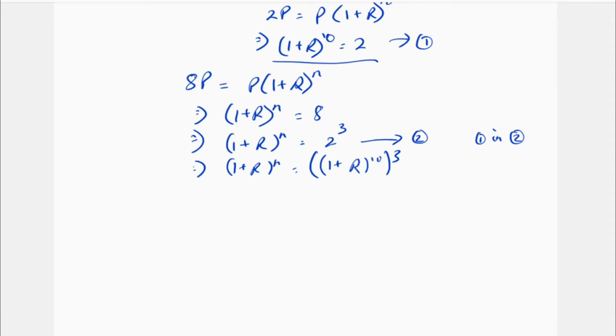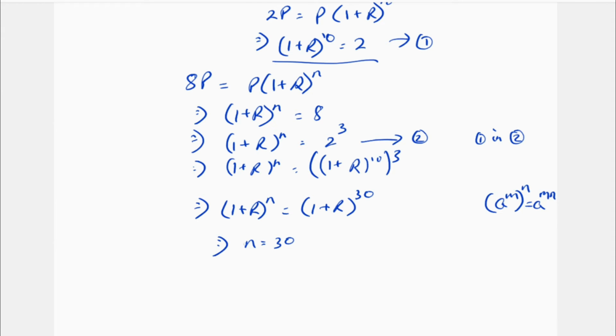From here on out, it is quite easy for me to apply the exponential rule. Whenever we have a power m raised to the power of n, it means a power mn. I simply have to multiply the powers. So, applying the same principle, (1 plus r) the whole power n is equal to (1 plus r) the whole power 10 into 3, which is 30. n is equal to 30. So, my answer is 30 years. I hope this was clear.